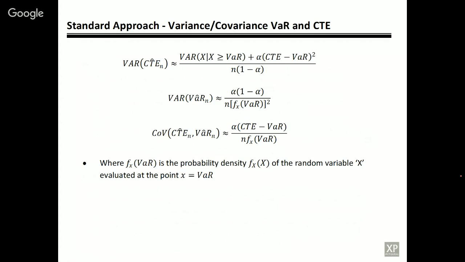Finally, we have some formulas for the variance and covariance of our VAR and CTE estimate. I would definitely memorize these as well as the FSE formulas that are also on the exam. I've seen these come up in many different practice questions or previous exam questions.